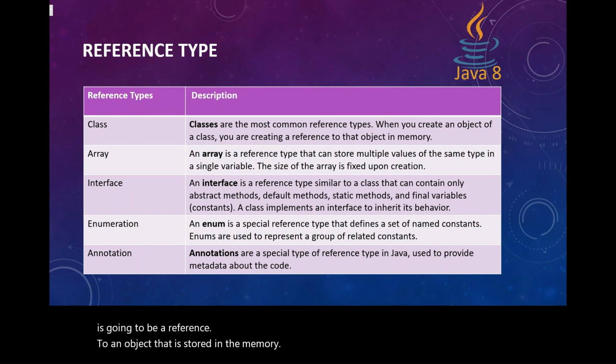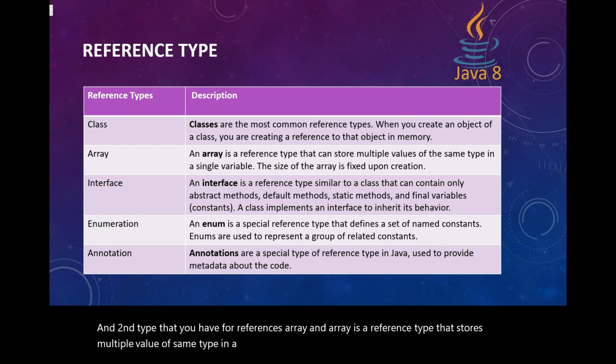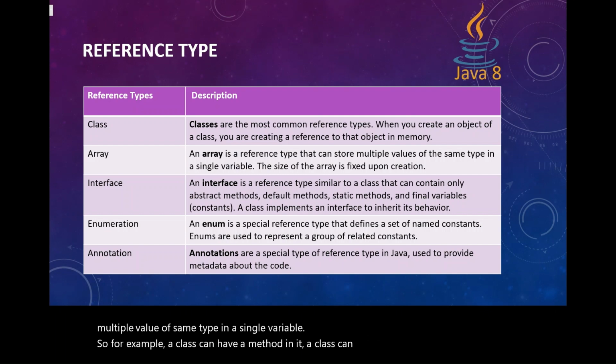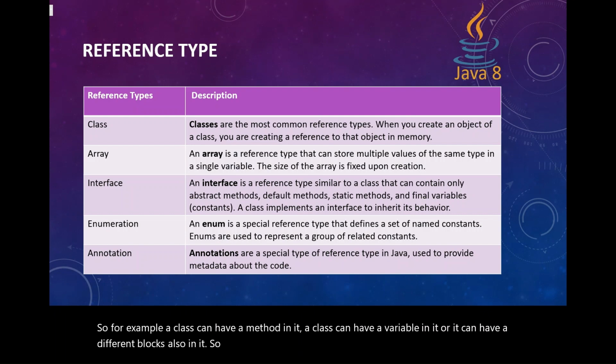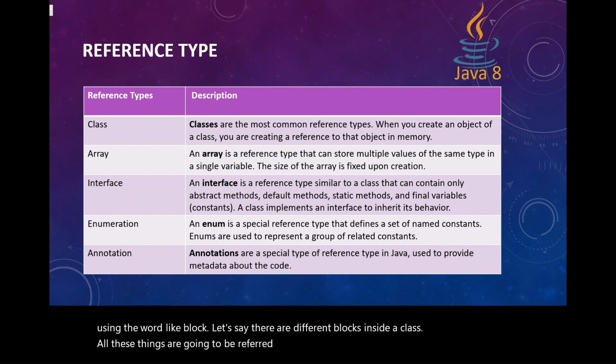The second type you have for reference is the array. An array is a reference type that stores multiple values of the same type in a single variable. For example, a class can have a method in it, a variable in it, or different blocks in it. All these different types of entities, or let's use the word blocks, all these things are referred to by the reference variable, which is called the class type reference variable.